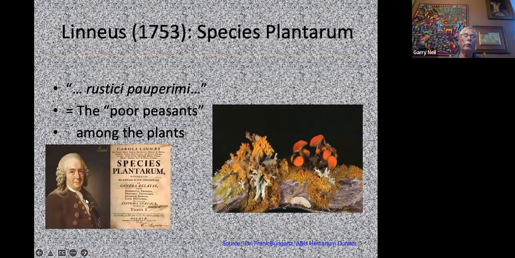Linnaeus was the first one really to try to describe what is a lichen. He came up with a Latin term, rustica pauperimi, which meant poor peasants among the plants. So he thought they were plants to begin with, but he thought that they were very primitive structures, not really of more interest than the flowering plants, et cetera, that he also studied.